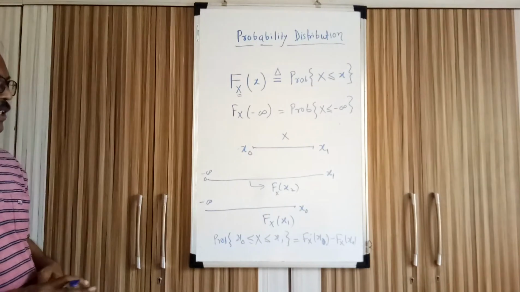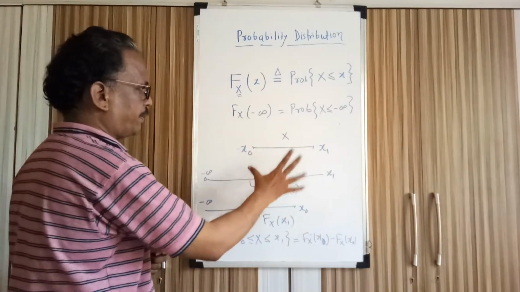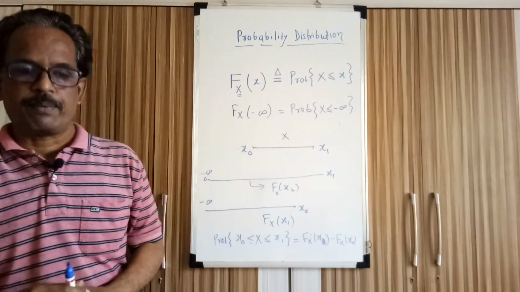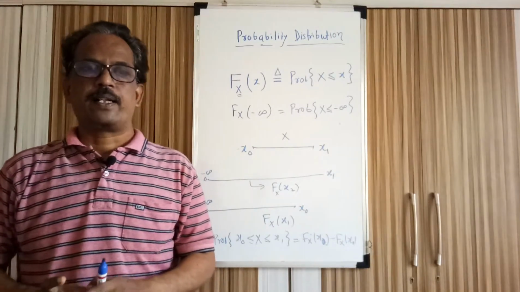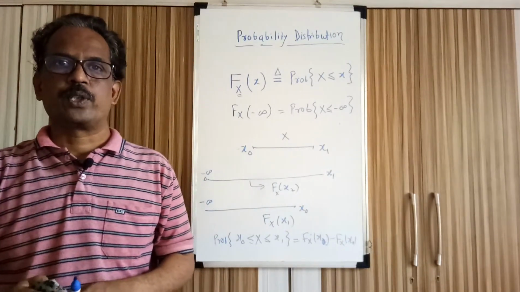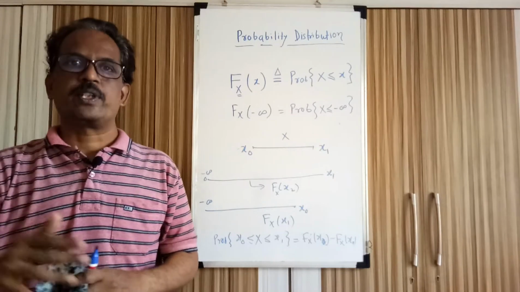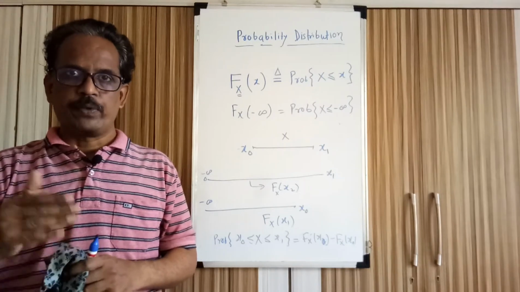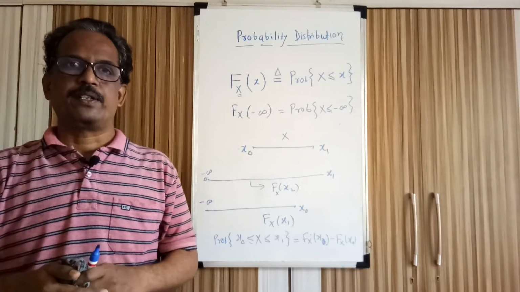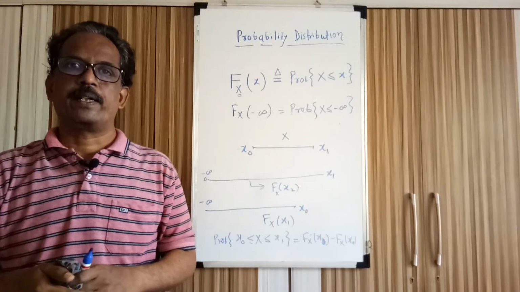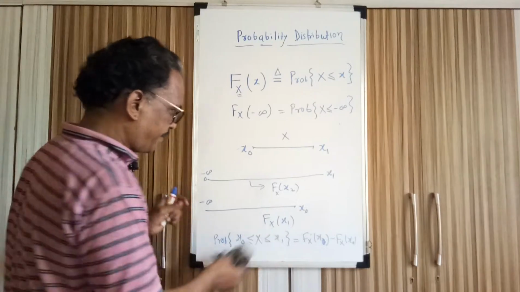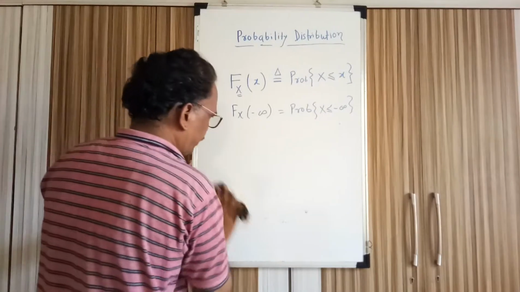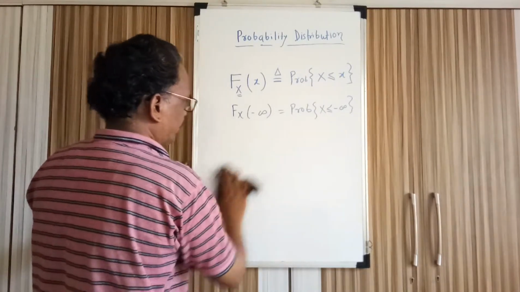So for the probability distribution function, if there is a random variable taking value between x0 to x1, in that case you can find the probability that the random variable is taking value greater than or equal to x0 and less than or equal to x1, which is equal to the distribution function of the random variable evaluated at x1 minus the distribution function of the random variable evaluated at x0. So this way we can write the probability distribution function for a segment.